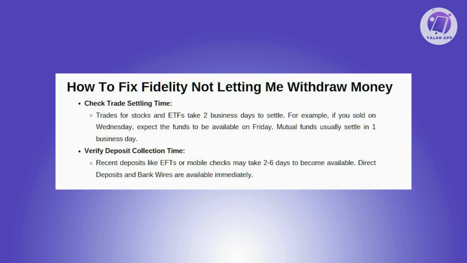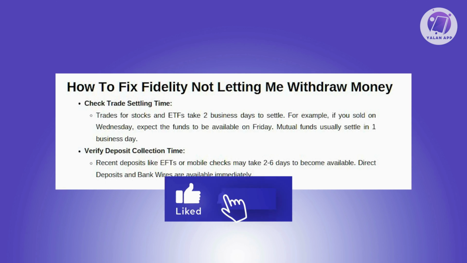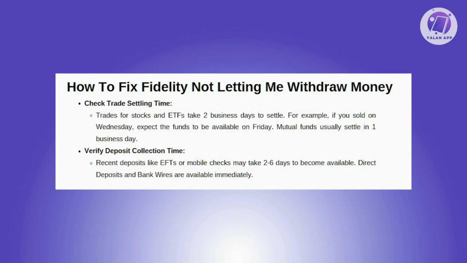Next, you want to check for the deposit collection period. If the funds are from recent deposits such as EFT or mobile check deposit, they might still be in the collection period, which can take between 2 to 6 days. Direct deposits and bank wires are available immediately upon receipt, with no collection period. Keep in mind that while Fidelity doesn't charge for incoming or outgoing wires, many banks actually do.